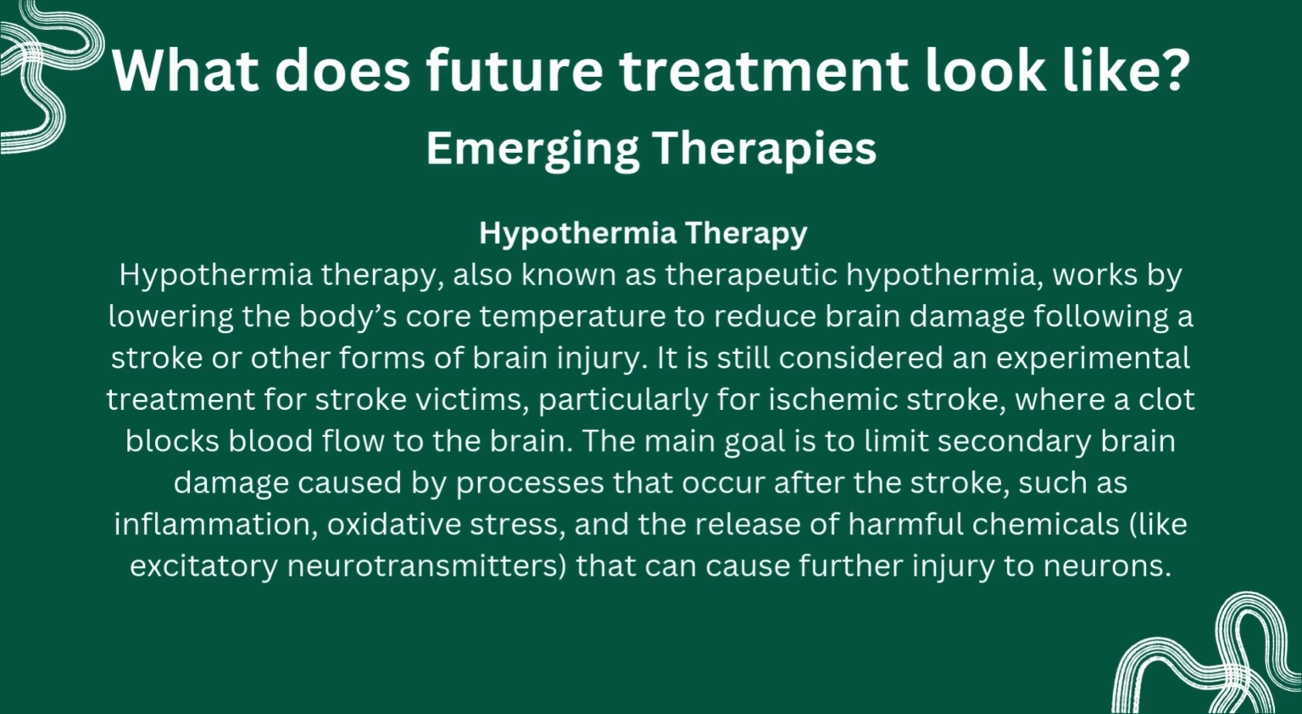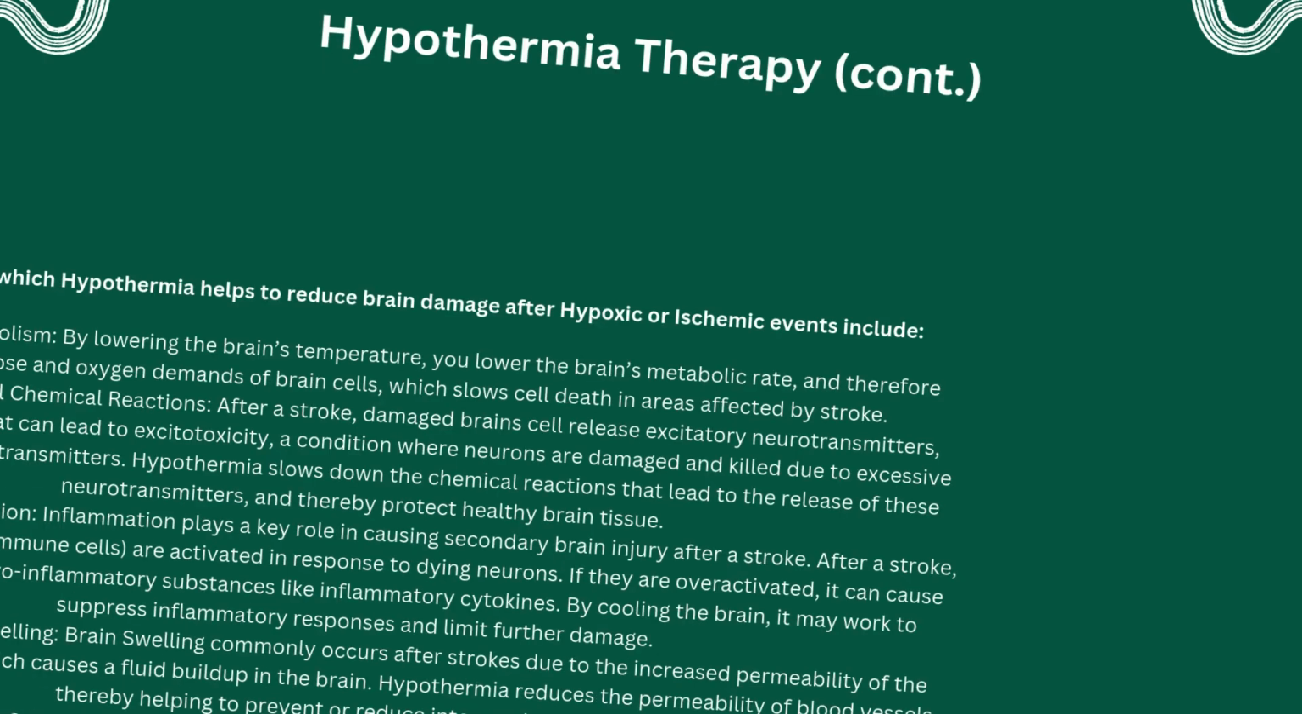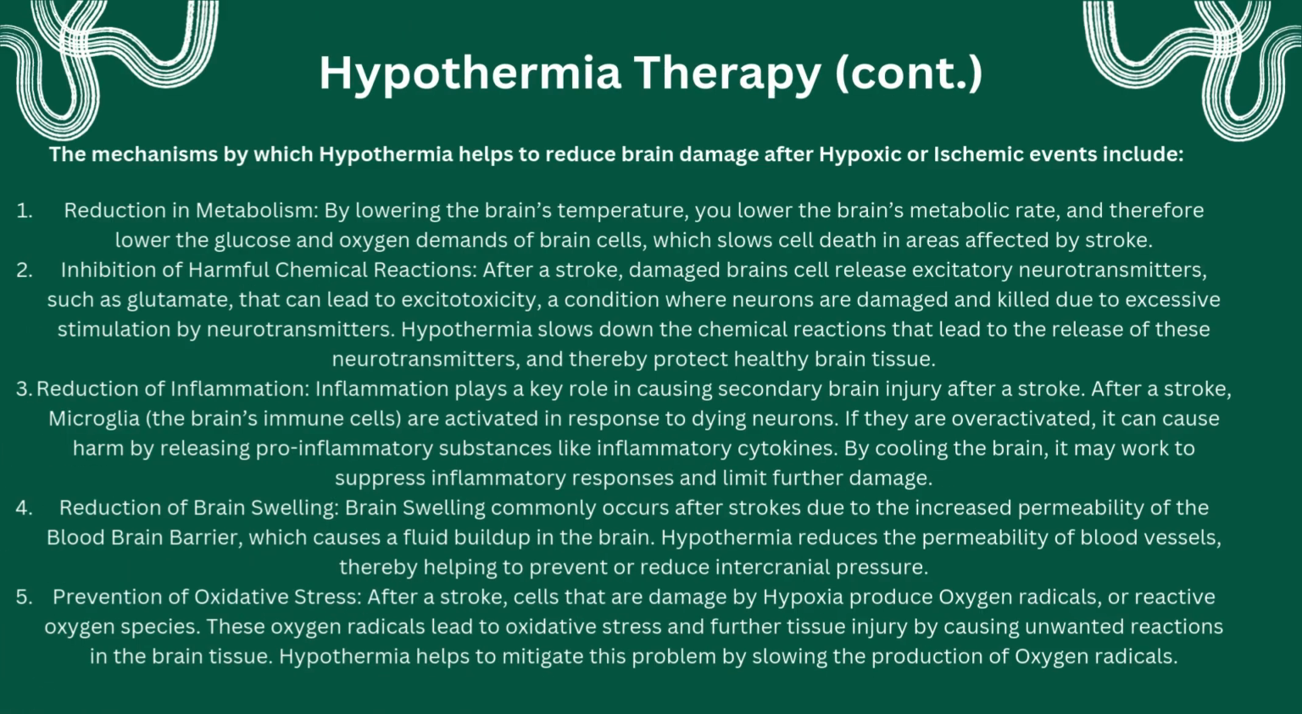So, what does therapy look like to treat people after a stroke? It's looking at hypothermia therapy, which works by reducing the temperature of a person to reduce the brain damage that happens from secondary processes that occur after the stroke. Hypothermia therapy is still considered experimental for stroke victims because it works through reduction in metabolism. So all the processes that happen in the brain happen at a slower pace, meaning that the harmful processes will also not happen as often after a stroke.